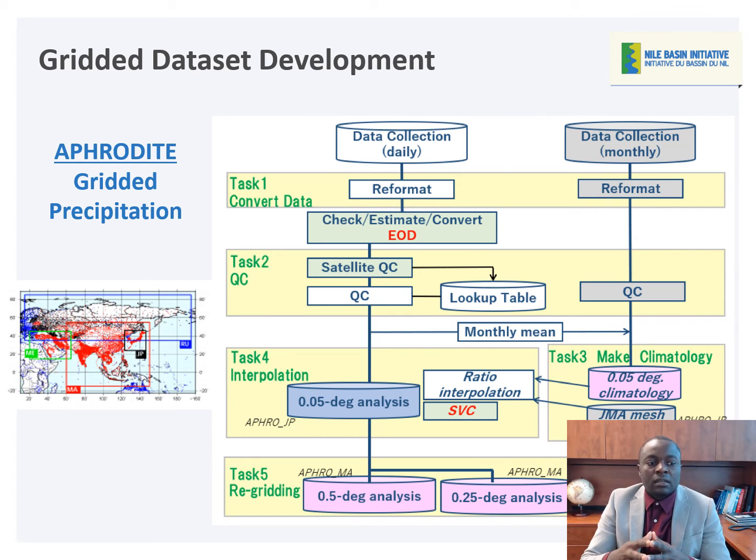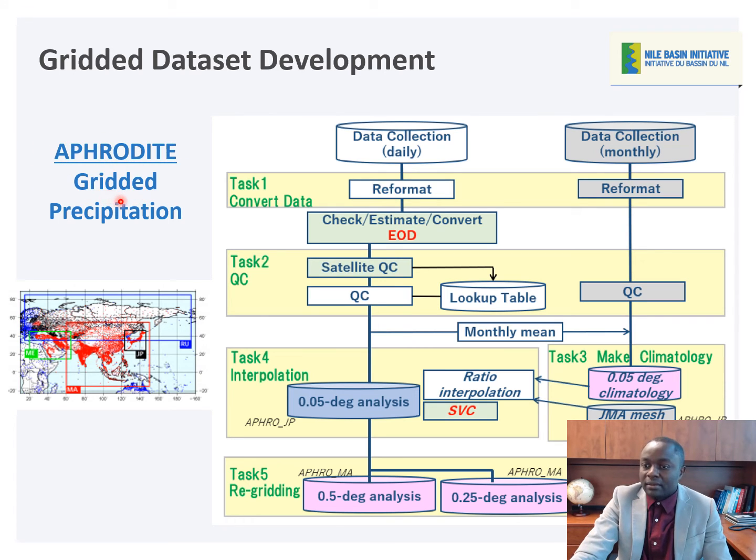Typically, observation-based gridded data sets are comprised of values interpolated from stations for which data has been adjusted and homogenized. Examples of gridded data include the Climate Research Unit dataset, the CRU dataset, and the GPCC datasets. A very good example of another gridded dataset is the APHRODITE dataset.